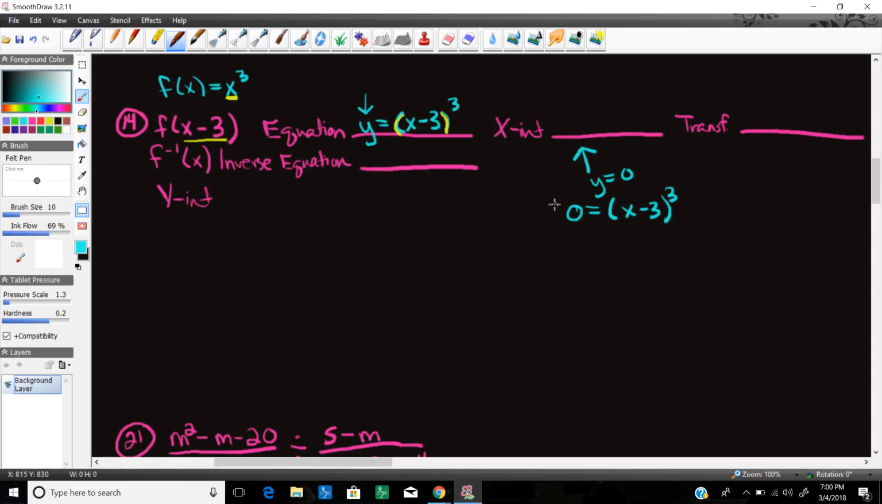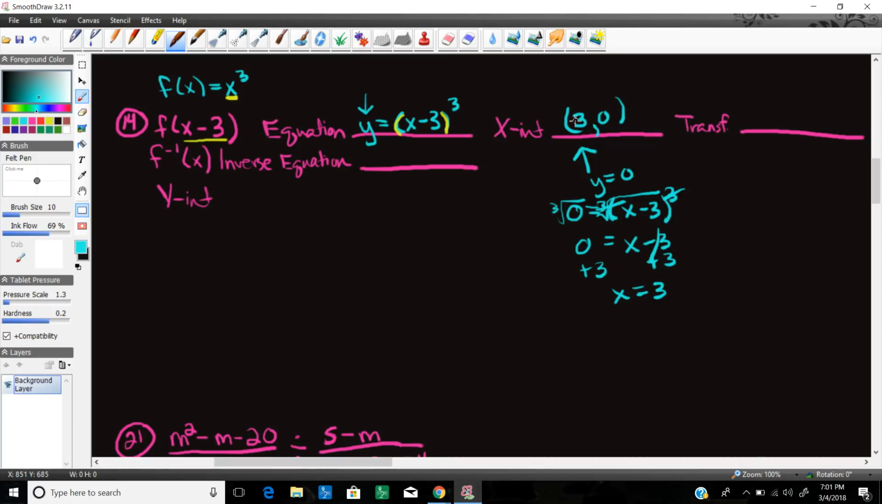So to get rid of that cubed, I cube root. And that leaves me with 0 on this side because the cube root of 0 is just 0. This cancels out, so I'm left with x minus 3. I add 3 to both sides. And it turns out that x is equal to 0 plus 3 is just 3. So in this case, my x-intercept is just 3, 0.